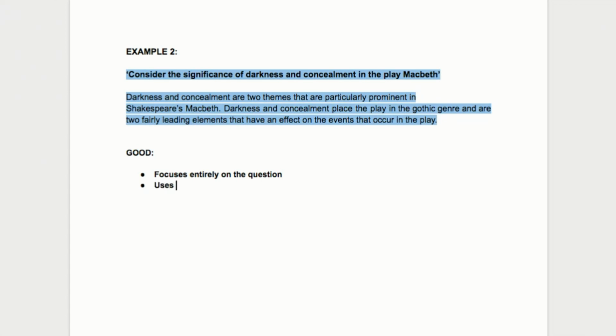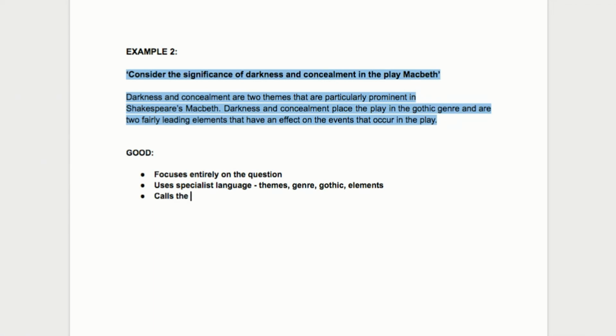It uses specialist language. It uses language that is particular to English literature, that you only really use if you're talking about the subject of English literature. Themes, genre, Gothic, elements. Elements might be a bit broader, but in this case, quite a good specialist word that the student uses here.